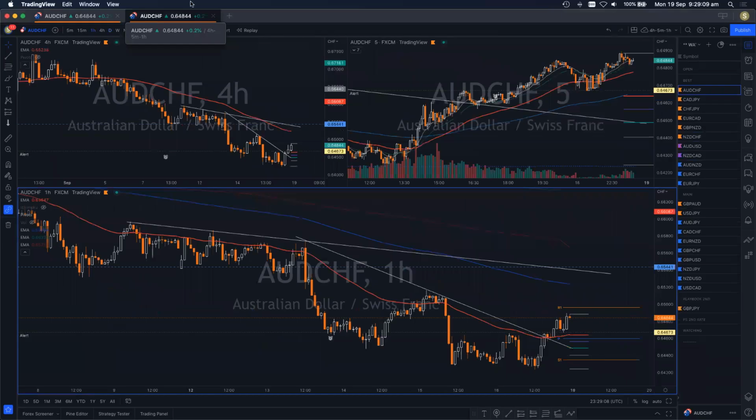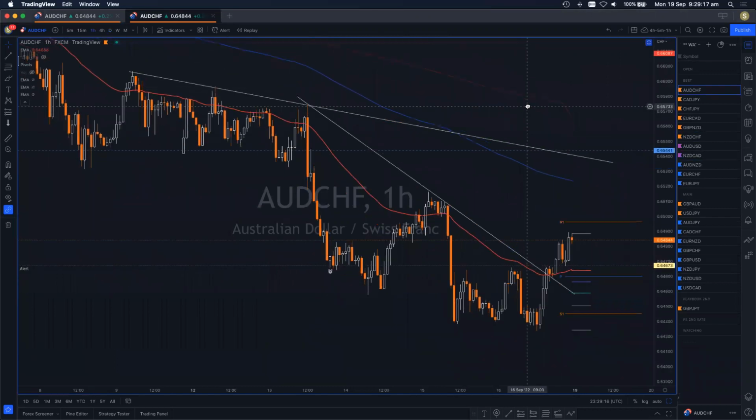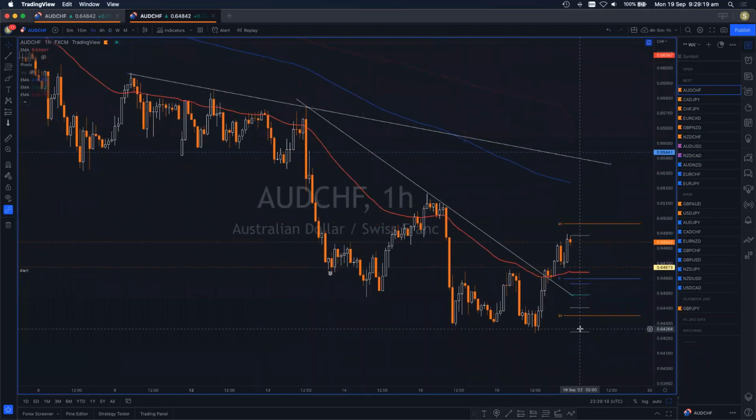Let's see what the lower time frames give us. We'll just zoom in on the 1 hour. That's where most of the information is we need. So we have this little trend line here. We have an older trend line up here. But we have a break of this trend line. We have a break of the 1 hour 50, which is this red line.